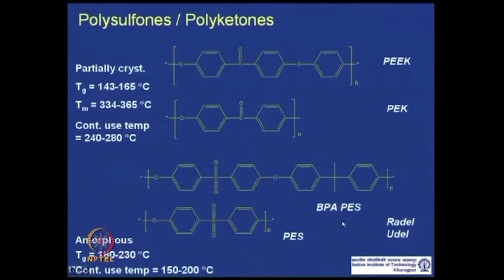Polysulfones or polyether sulfones are amorphous in nature. They also have a very high Tg, 180 to 230, and their continuous use temperature is between 150 to 200. So, they are also used in applications where there is a stringent requirement for high temperature.